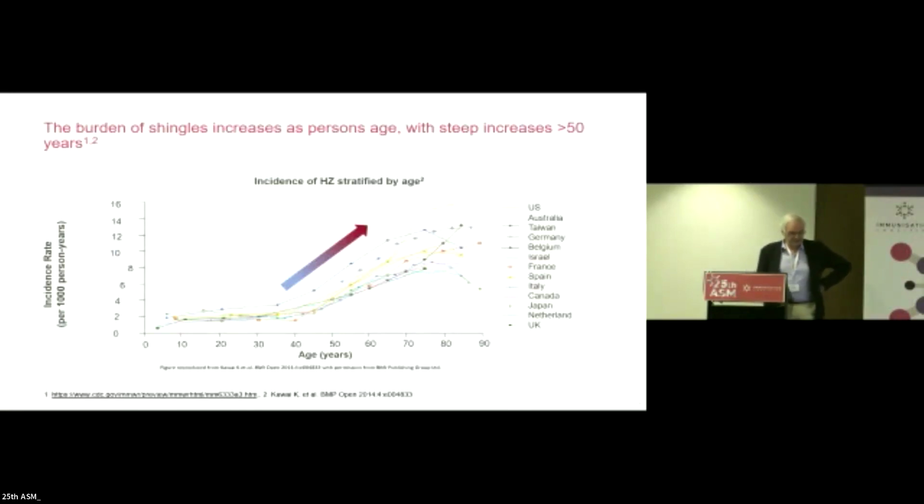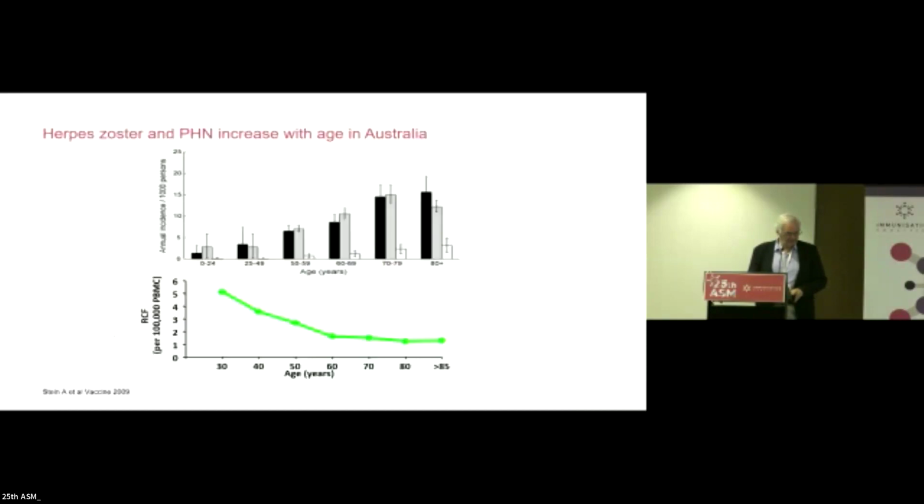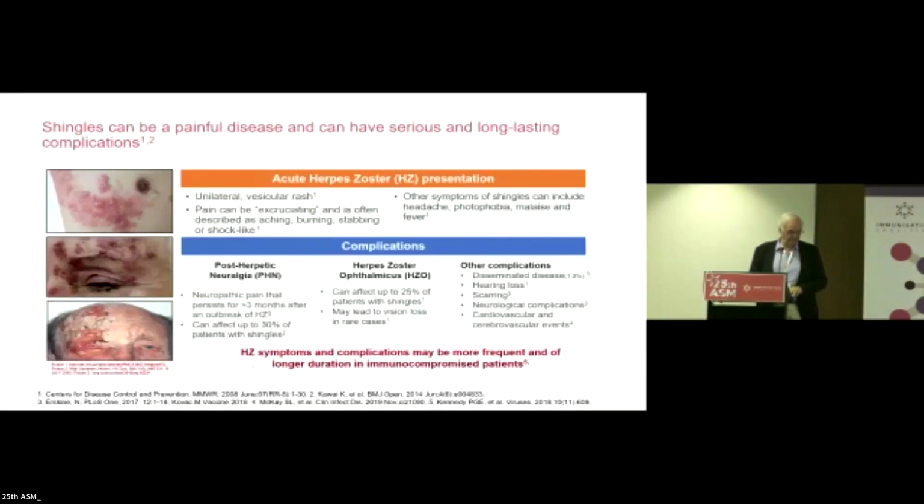So this leads to the increase in the incidence of herpes zoster over the age of 50 in virtually all OECD countries that have looked at this, as shown in this slide. And if we look at the Australian figures that we took out some years ago, you can see that same increase in herpes zoster in the black and grey bars, and an increase in post-herpetic neuralgia shown in the clear bars, particularly over the age of 70.